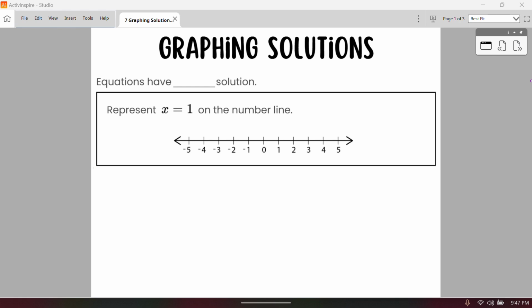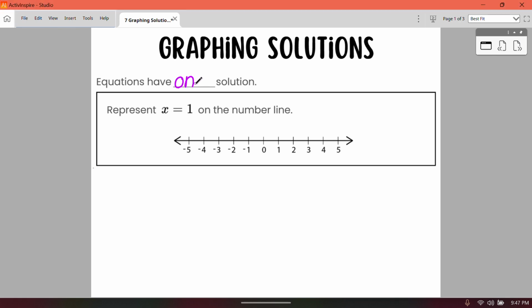All right, so we're going to talk about the difference between the solution for an equation and the solution or solutions for an inequality. So hopefully you've just finished solving equations. And every time in 8th grade that you solve an equation, you get one solution.